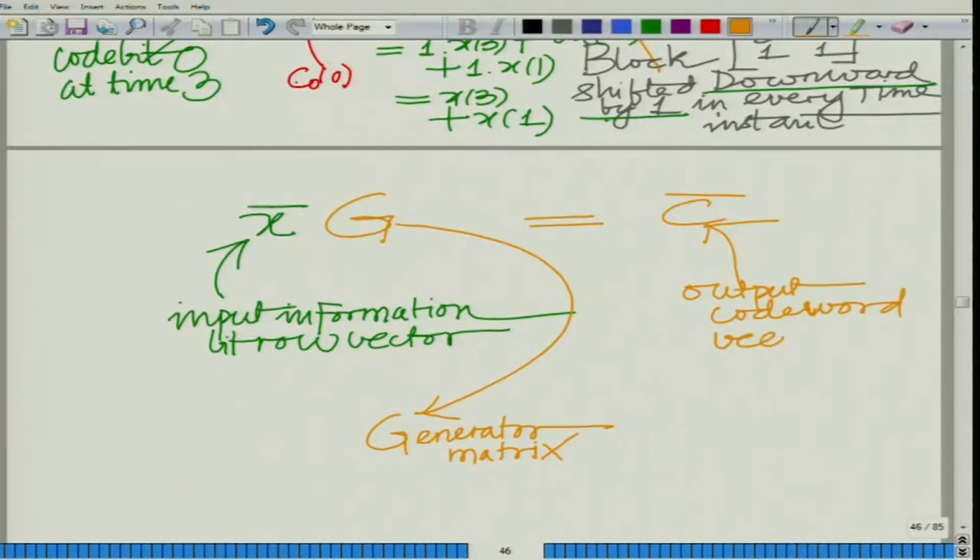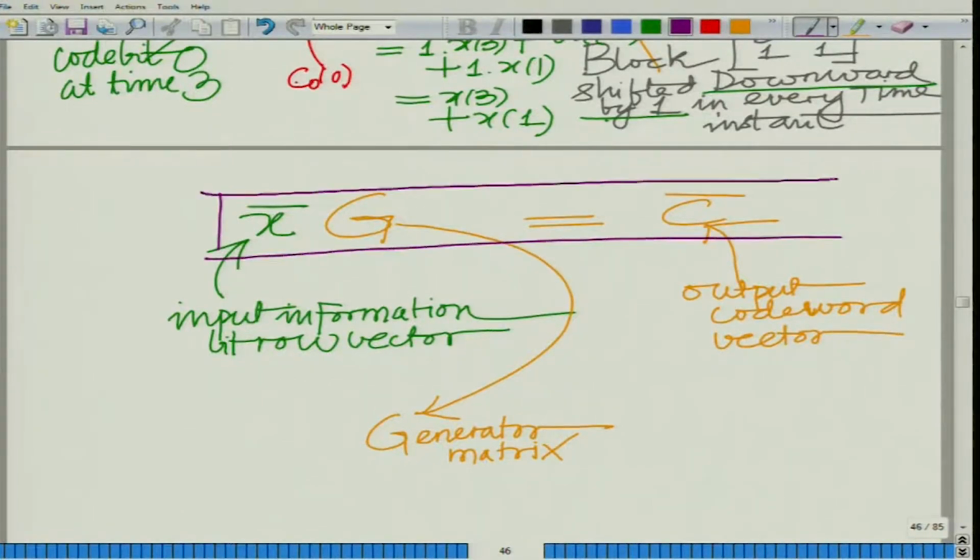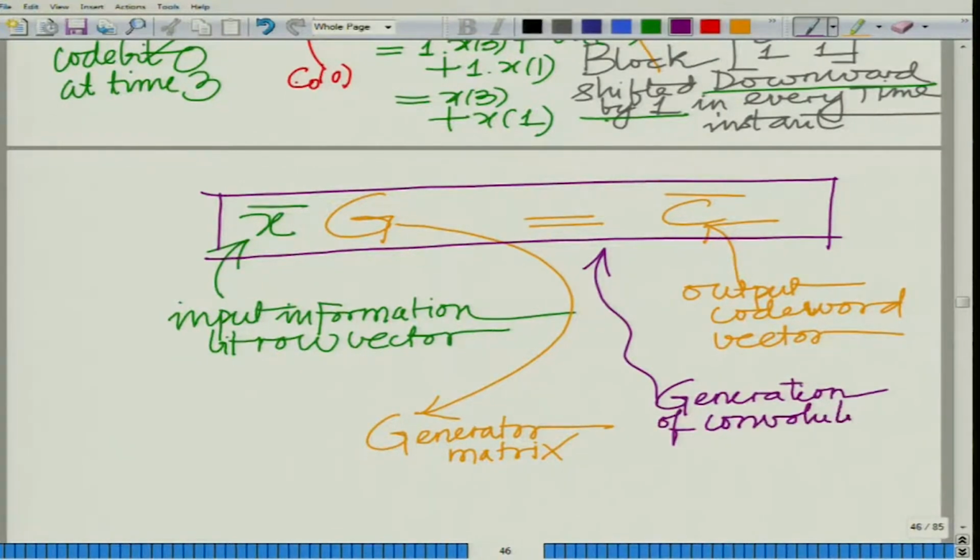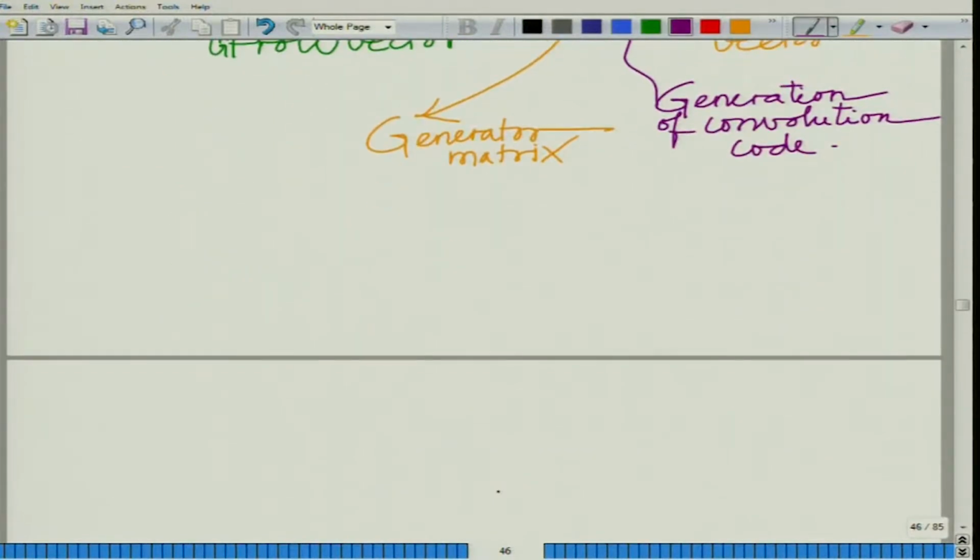Which is basically your output code word vector. Okay. So, I can represent this code generation as a linear transformation; this basically captures the generation of the convolutional code. Okay. Let us look at yet another representation of the convolutional code.